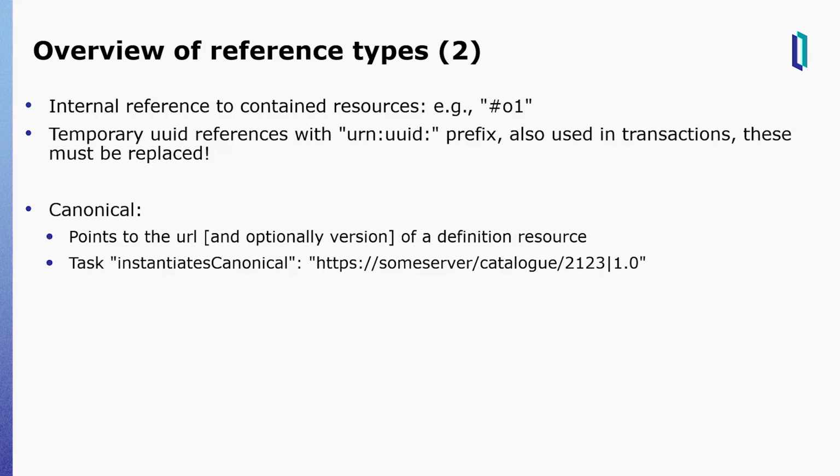And last but not least, and this we're actually going to use in this use case, canonical references, which are referring to a definition resource. In our case, in the subset of resources, we use task points to activity definition, to the URL of the activity definition, through the instantiatesCanonical property.